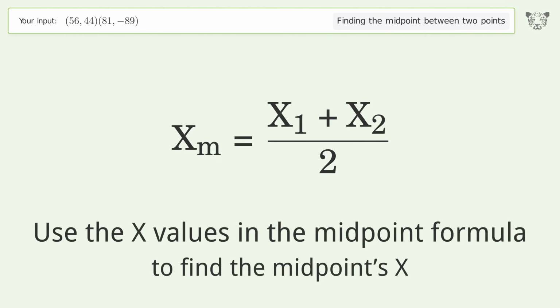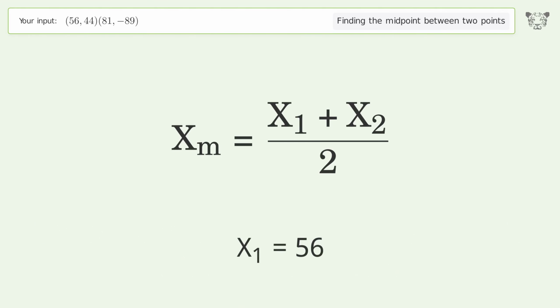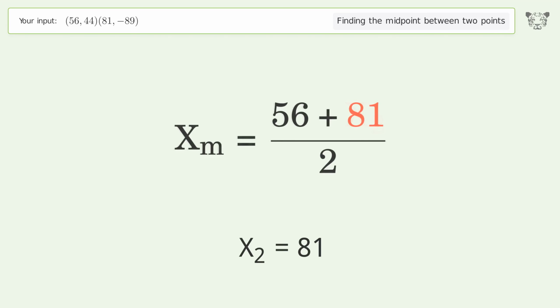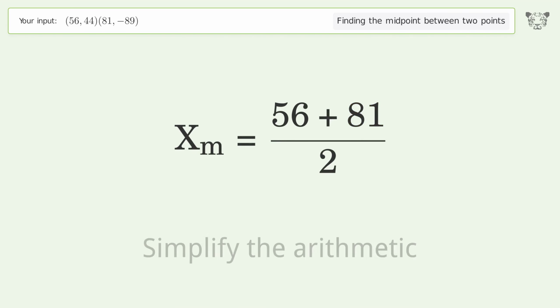Use the x values in the midpoint formula to find the midpoint's x. x1 equals 56. x2 equals 81. Simplify the arithmetic.